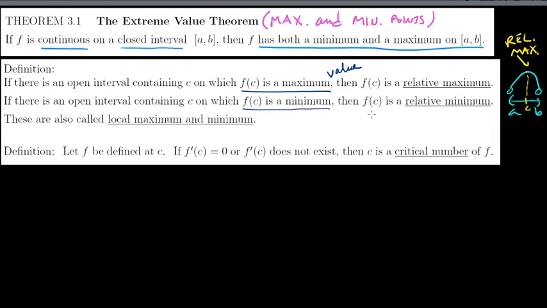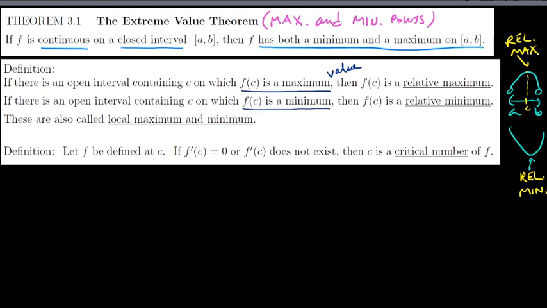Likewise, you have a relative minimum if f of C is the lowest point. So those are valleys like this, and this point right here would be your relative minimum. And as I mentioned, they're also called local minimum or local maximum.